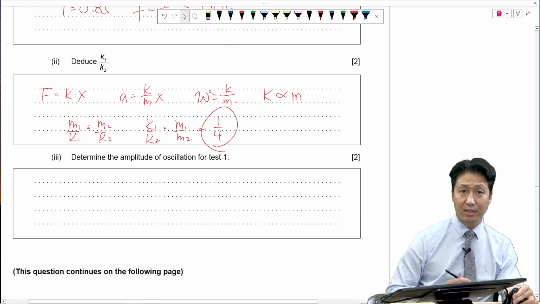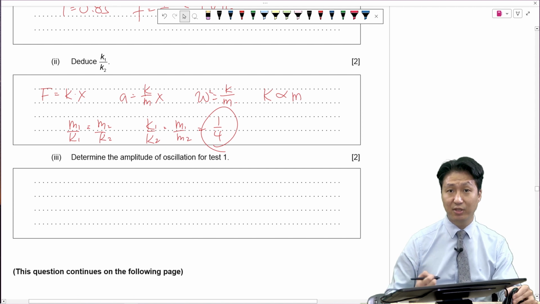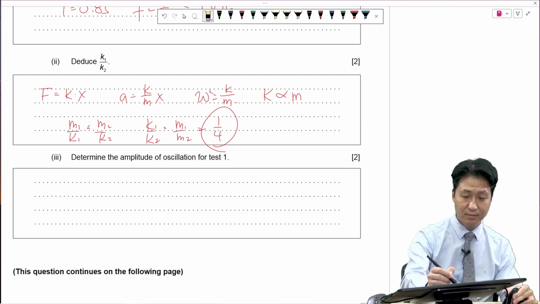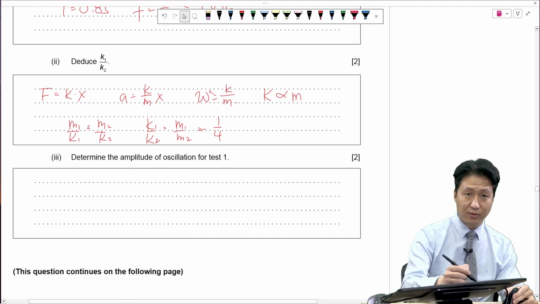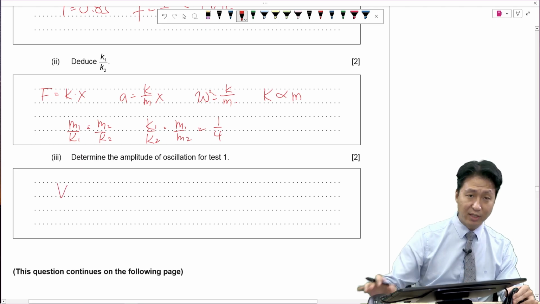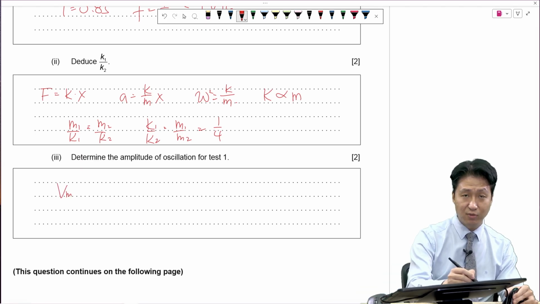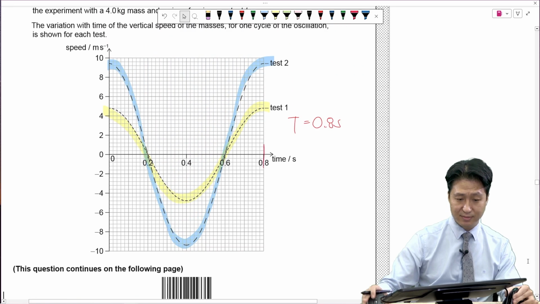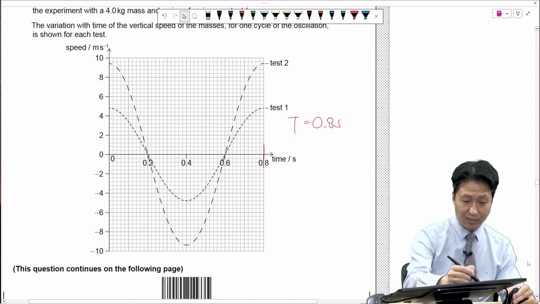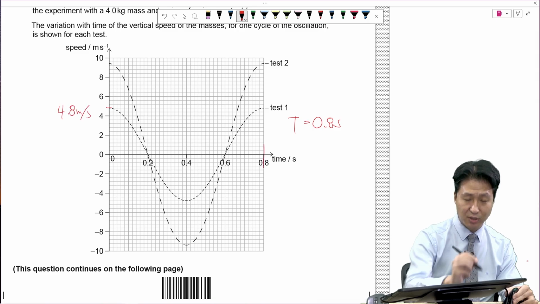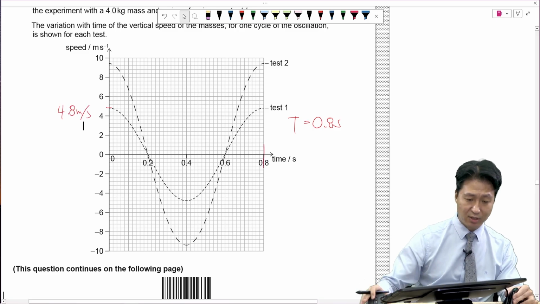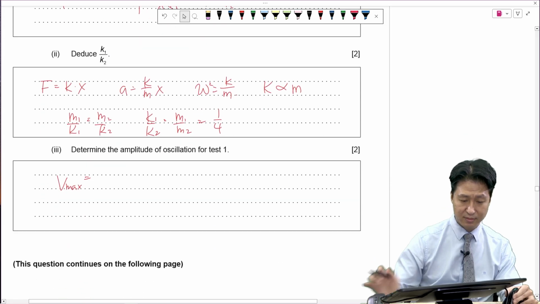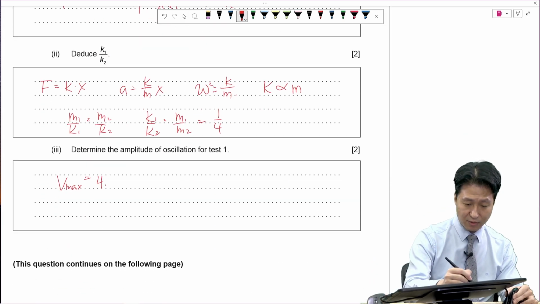Part 3 asks us to determine the amplitude of oscillations for test 1. So if you look at the graph, what we need is the maximum velocity. So we'll go back to the graph. In test 1, the maximum velocity is 4.8 meters per second. So let's use that, which is 4.8 meters per second.